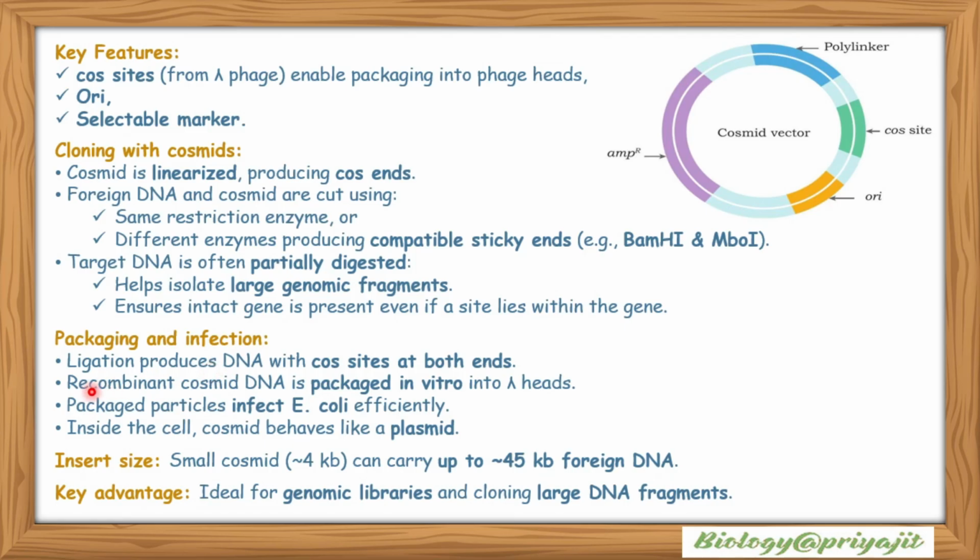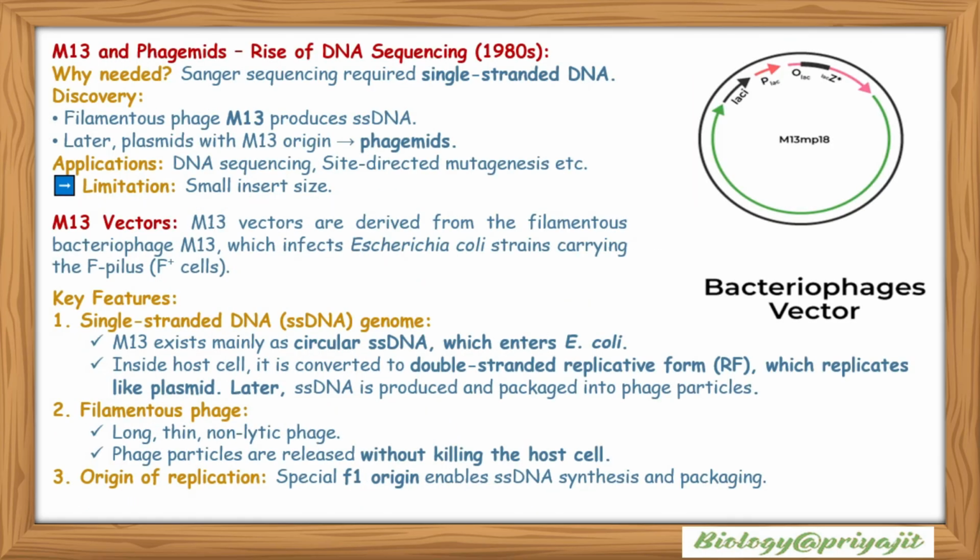Packaging and infection. Ligation produces DNA with cos sites at both ends. Recombinant cosmid DNA is packaged in vitro into lambda heads. Packaged particles infect E. coli efficiently. Once inside the cell, the cosmid behaves like a plasmid. Insert size: a small cosmid, approximately 4 kb, can carry up to 45 kb of foreign DNA. Key advantage: it is ideal for genomic libraries and cloning large DNA fragments.